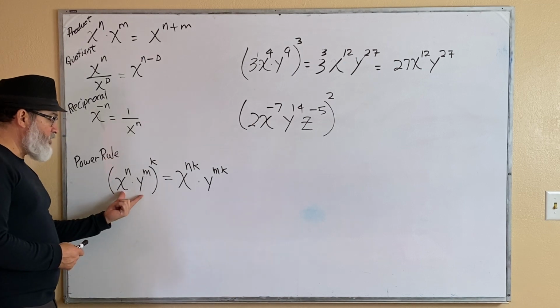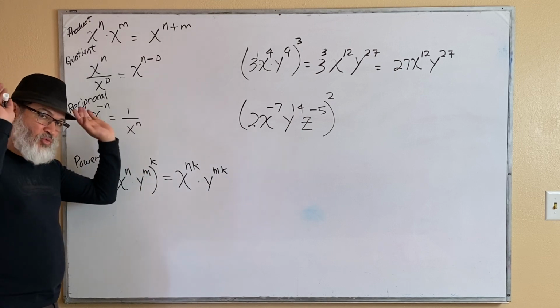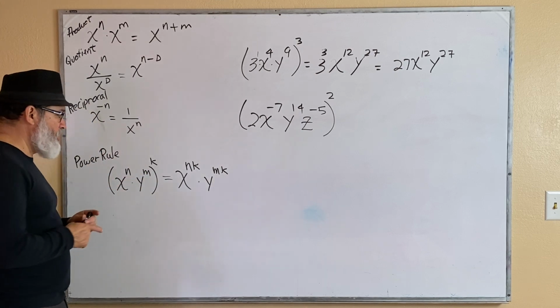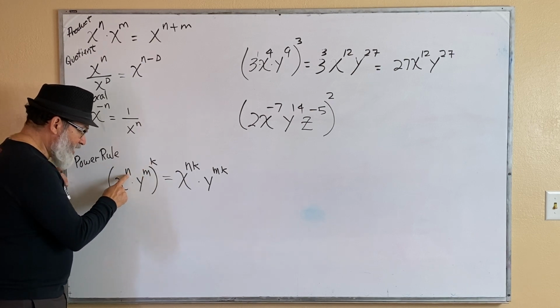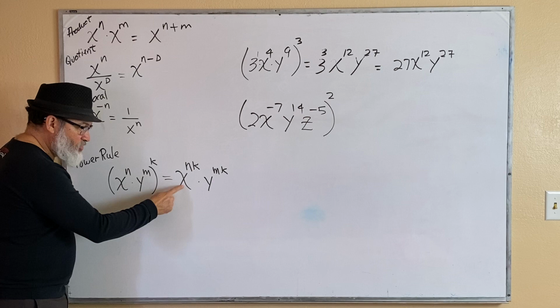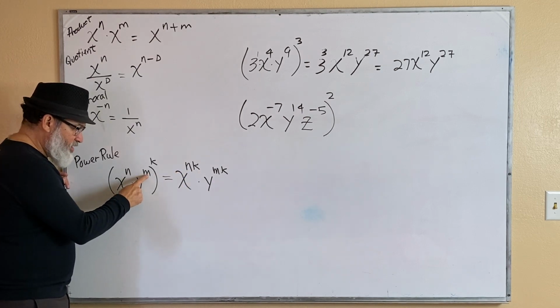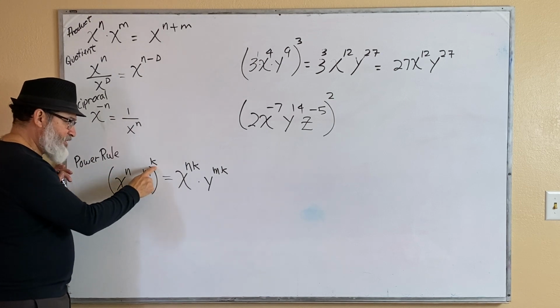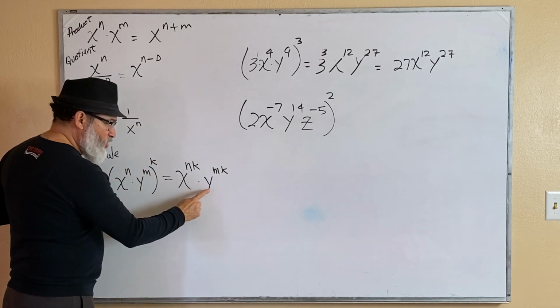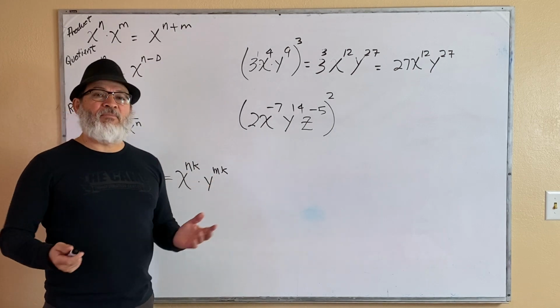Let's apply the rule. Everybody in the house gets to what? Raise the roof. How? This x to the nth, to raise the roof, you multiply the k times the n, and you get x to the nk. This y to the mth raises the roof, you multiply m times k, and you get y to the mk. Okay, I'm going to apply that rule.